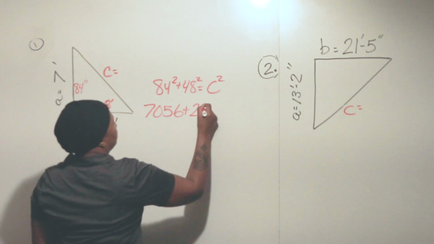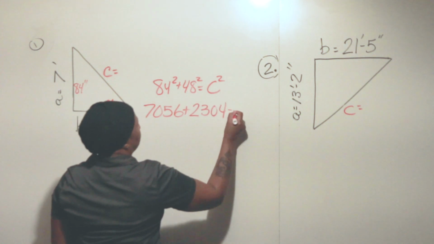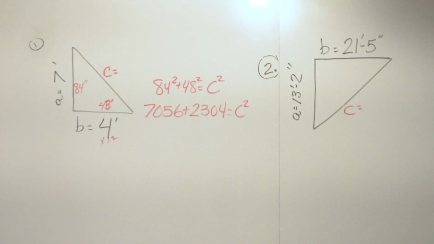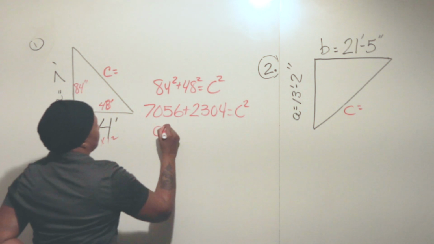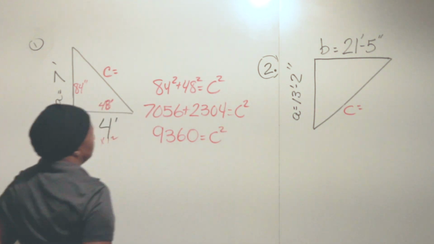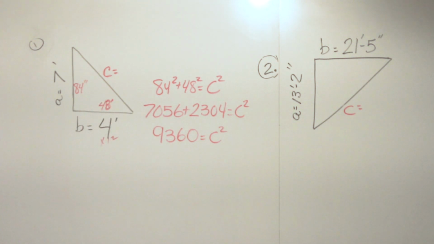When you square 48, you get 48 times 48, which is 2304 equals c squared. So then we just add the two together. 7056 plus 2304, we get 9360. C squared is 9360. So the next step we have to do is we just square root that.